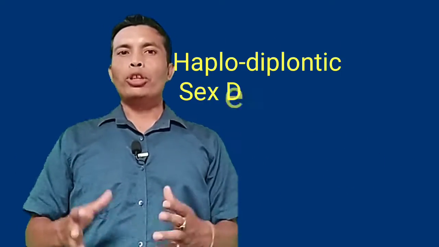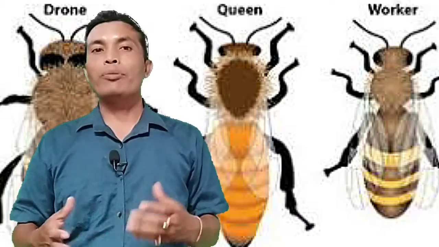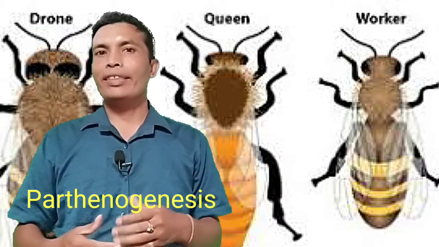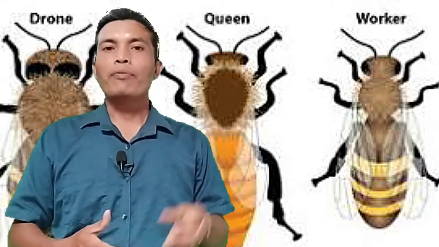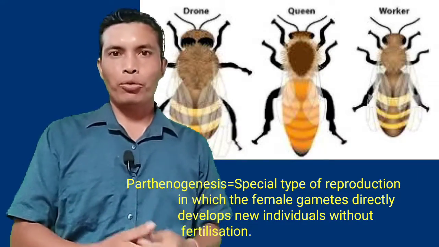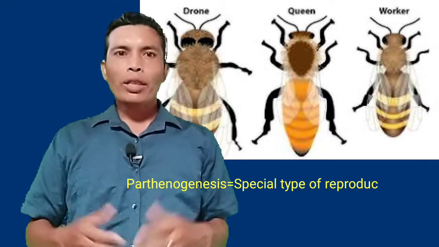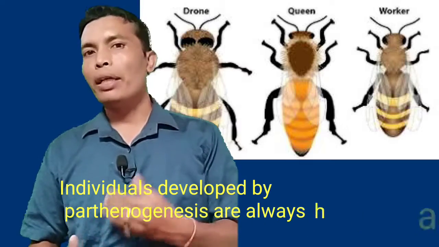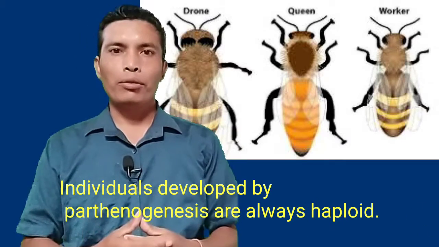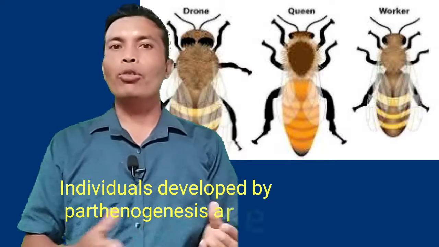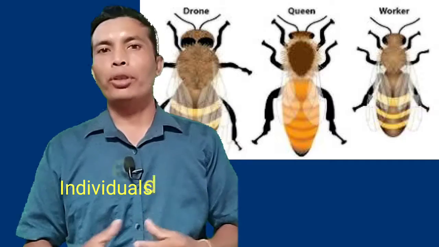Okay, now we have haplodiploidic sex determination. You have already understood that honeybee has one special type of reproduction, that is parthenogenesis. Parthenogenesis is a special type of reproduction in which the female gamete directly develops into new individuals without fertilization. You know, gametes are always haploid. If the new individuals develop directly from the female gamete without fertilization, without fusion, then the new individual will be haploid, right? Because there is no fusion, there is no formation of diploid, right?